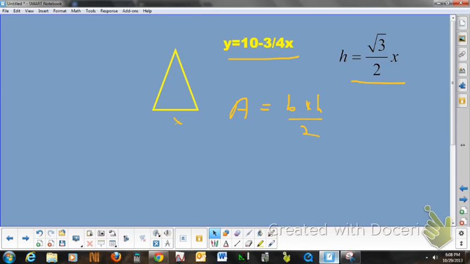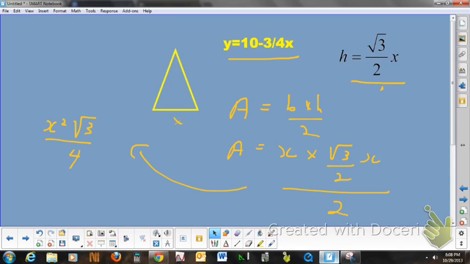Well, we know that the area for the triangle is base, which is x, times the height, which is this expression here, the square root of 3 over 2 times x. Okay, so it's x times the height divided by 2. Now this will simplify. I'm running out of room, so I'm going to go up here. But this will simplify into x squared times square root of 3 over 4, because the 2 divided by the 2 is 4. And so there's the expression for the area of the triangle.